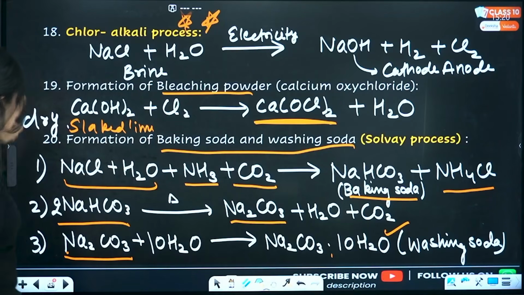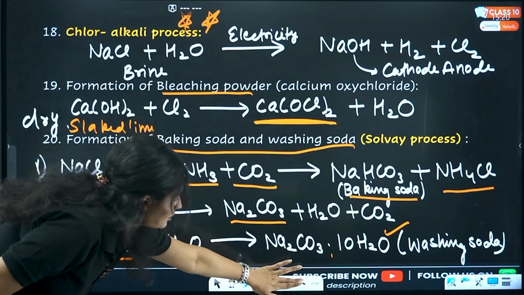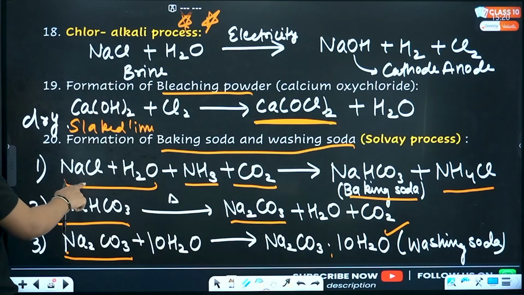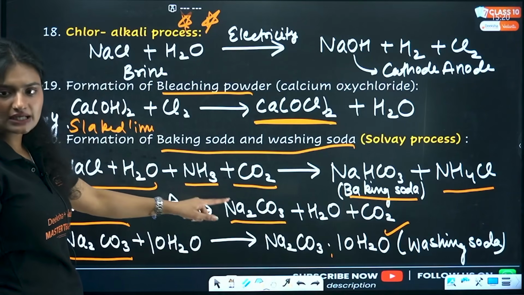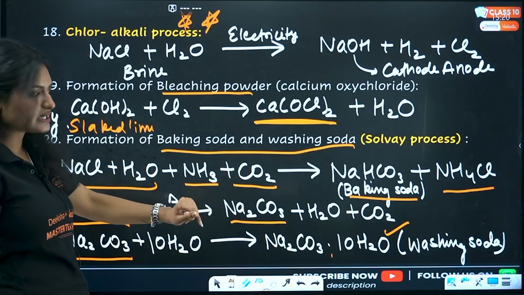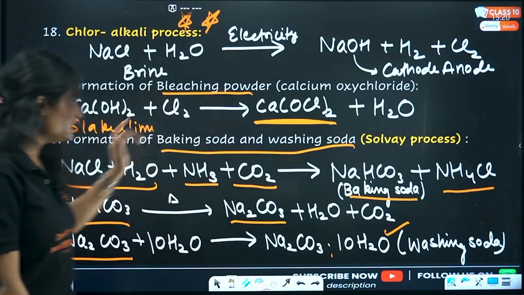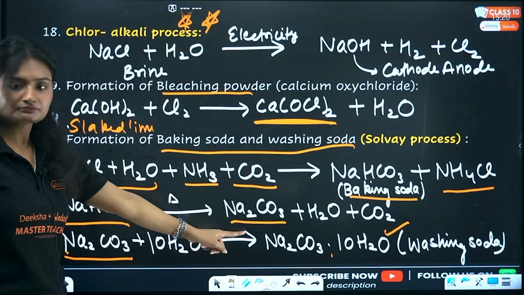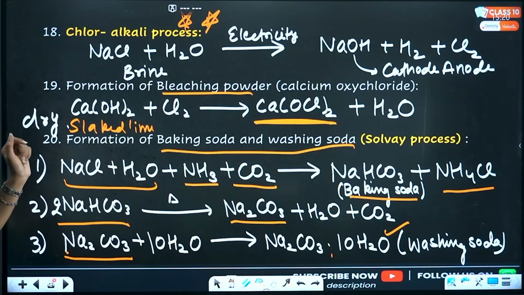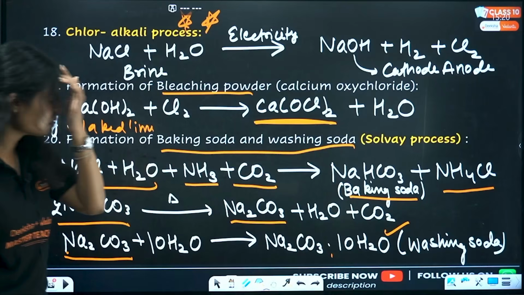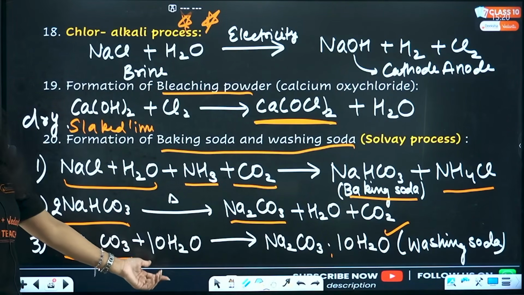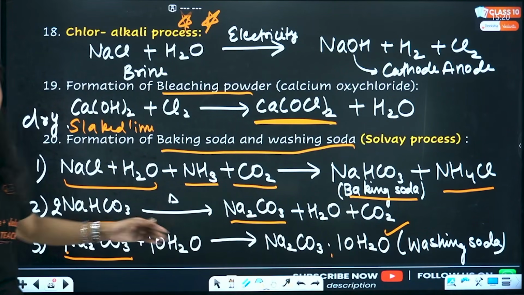So again, these three steps are called the Solvay process. Okay, what is the first step? Brine, if you add ammonia to it and pass carbon dioxide gas through it, we get baking soda. If we heat baking soda, we get sodium carbonate. If we add 10 water of crystallization to this sodium carbonate, we get washing soda.